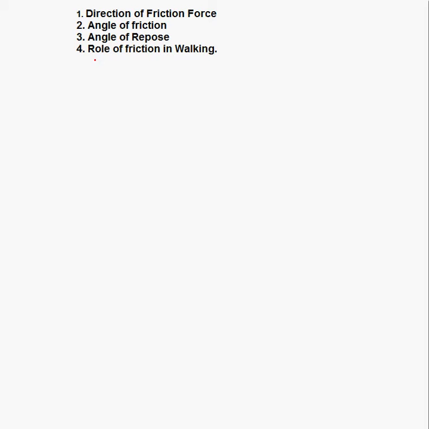I will discuss the following articles on friction. Number 1, direction of friction force. Number 2, angle of friction. Number 3, angle of repose. Number 4, role of friction in walking.